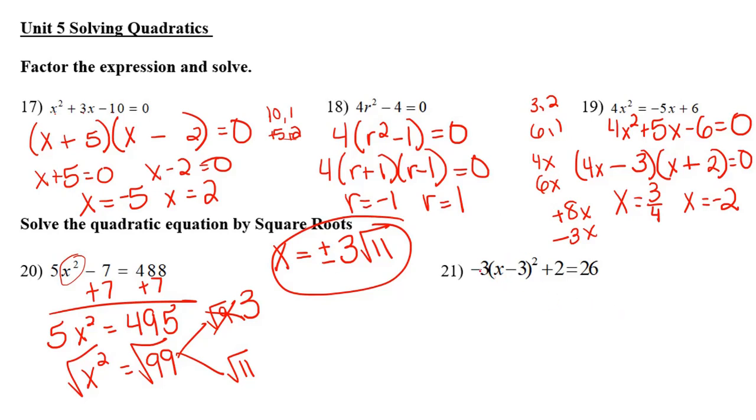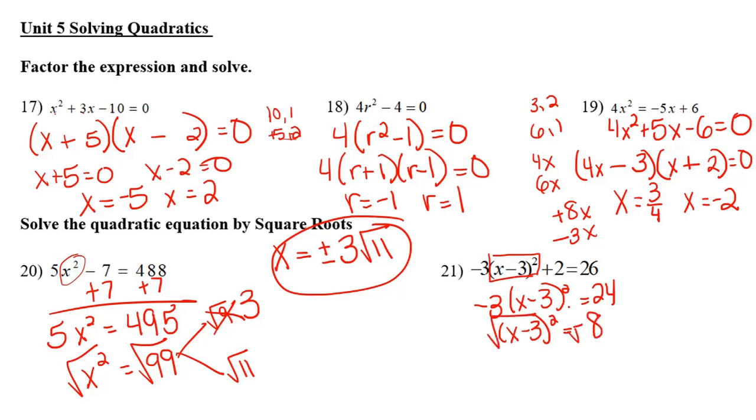21. Ooh, lots more stuff. I'm going to worry about this guy later. I want him to be alone. Basically, I want the x squared alone. So I'm going to subtract 2. I'm going to divide by a negative 3. Now, x squared guy is alone.